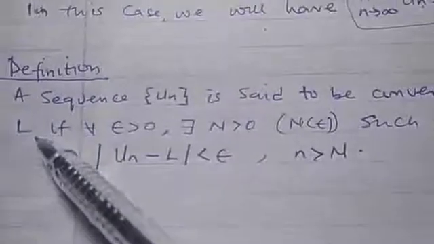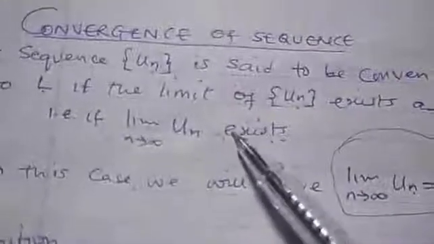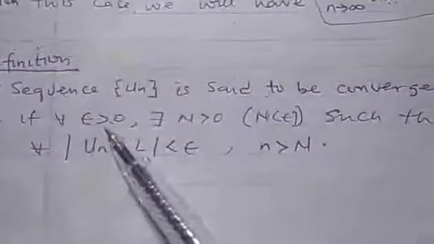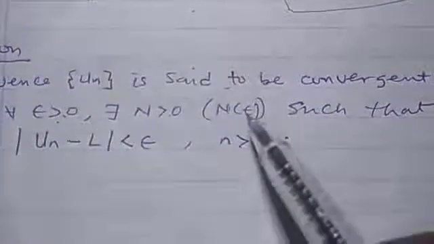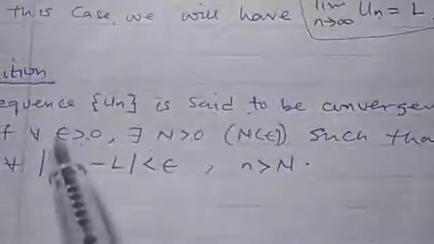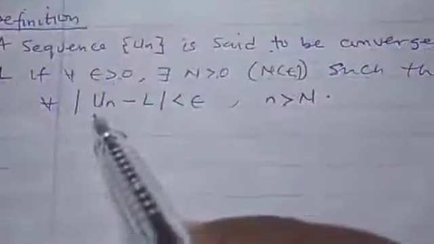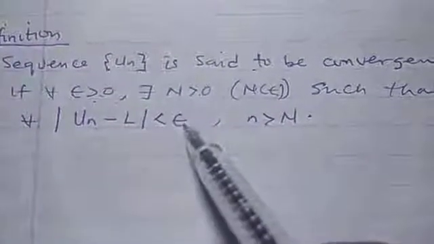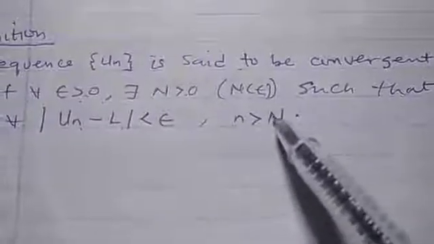A sequence is said to be convergent to L, or we say that it converges to L, if for every epsilon greater than 0, because we are talking about limit here. So in that case we can define sequence in terms of epsilon. It's said to be convergent to L if for every epsilon greater than 0 there exists a number N greater than 0. N of epsilon simply means that N usually depends on epsilon, such that the absolute value of un minus L is less than epsilon, a small epsilon, for all n greater than N. So this is another definition of convergence of sequence.